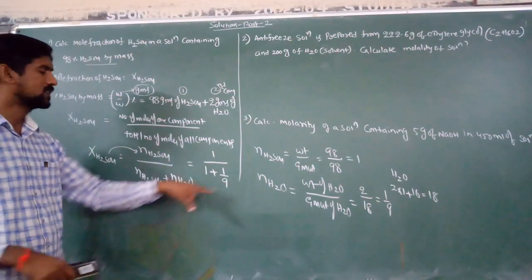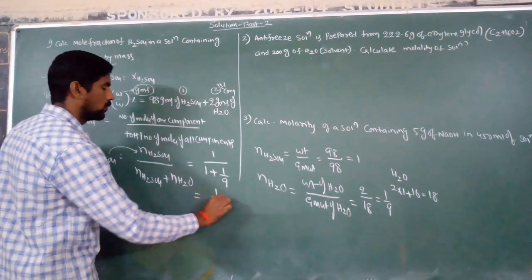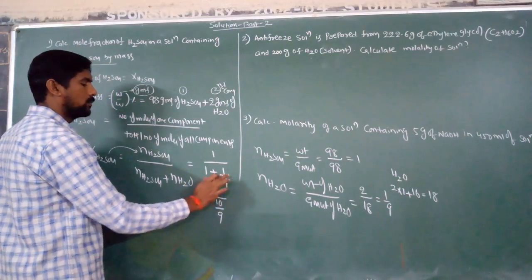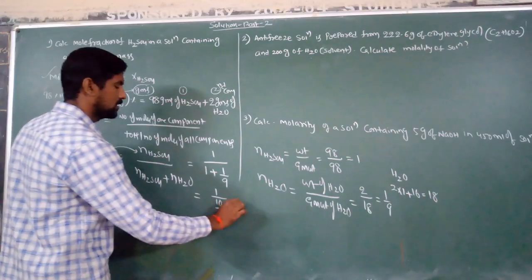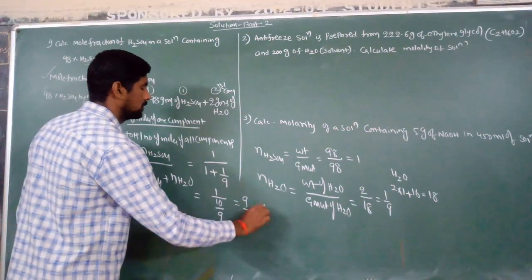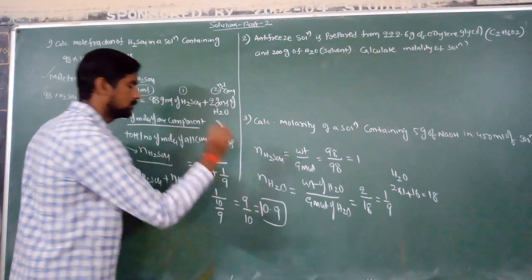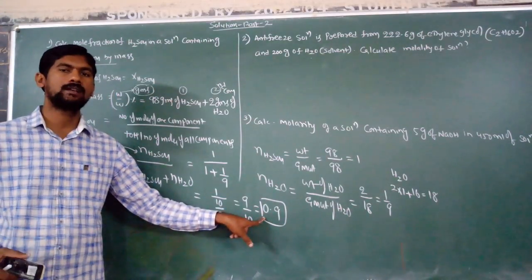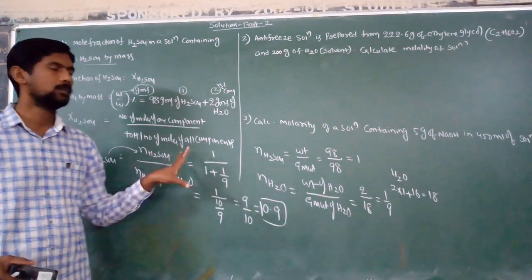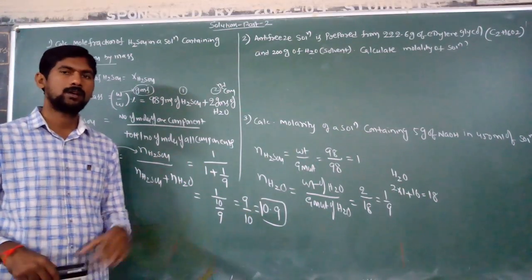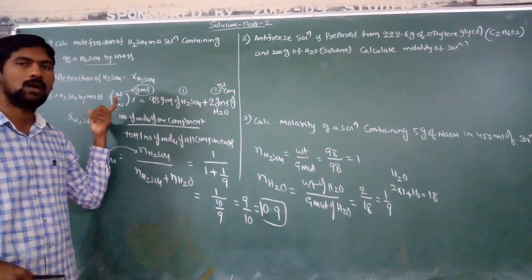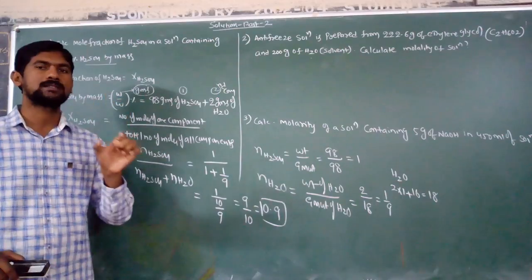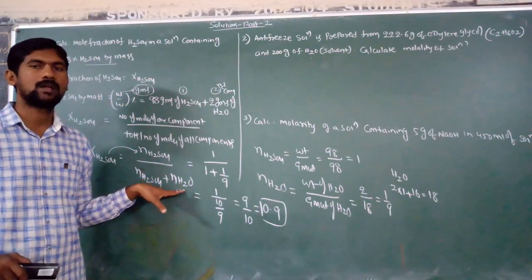So 1 by 1 plus 1 by 9 is equal to 1 by 10 by 9. 1 plus 1 by 9 is 10 by 9, which gives 9 by 10, that is 0.9. So the mole fraction of sulfuric acid is 0.9. That is a simple problem. The main important thing is the percentage: you have to understand the meaning of 98% sulfuric acid by mass. Then you can solve the problem.